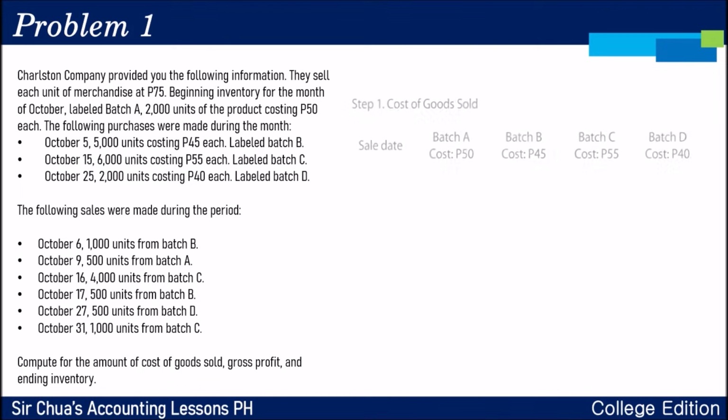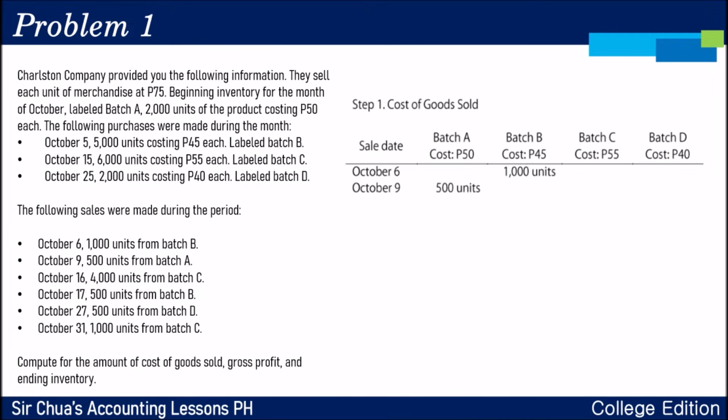The first thing you need to do is to make this table para po sa ating cost of goods sold. So ilagay mo lahat ng batches, okay? And the cost on those related batches. So on October 6, 1,000 units from batch B. So lalagay mo siya sa batch B, doon siya related, doon siya kukunin, 'di ba?